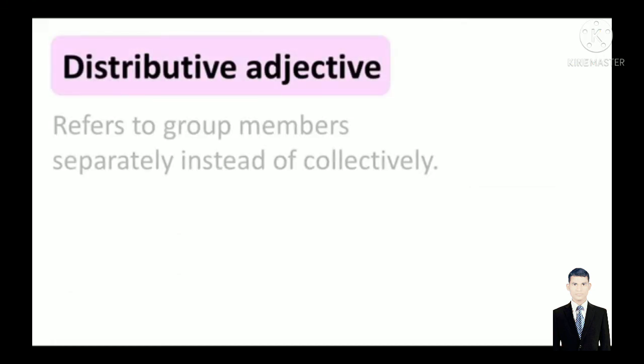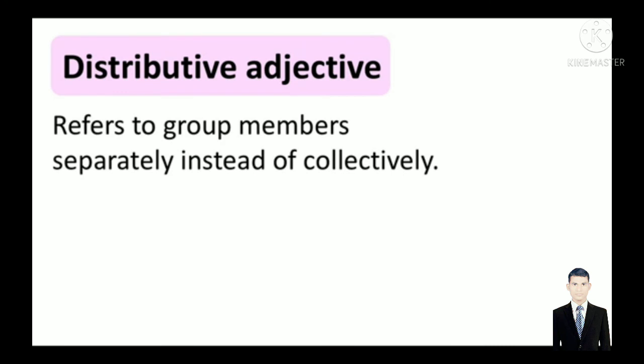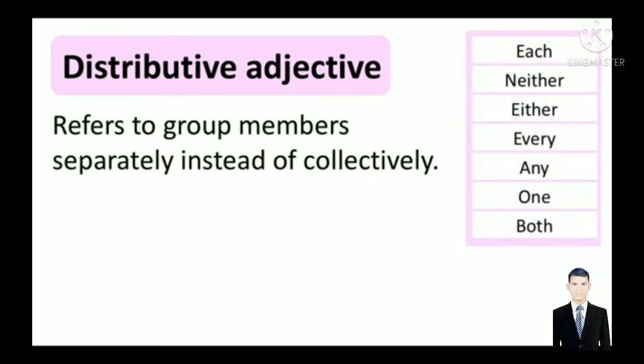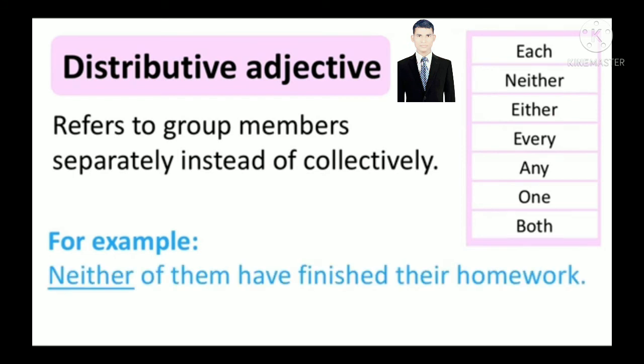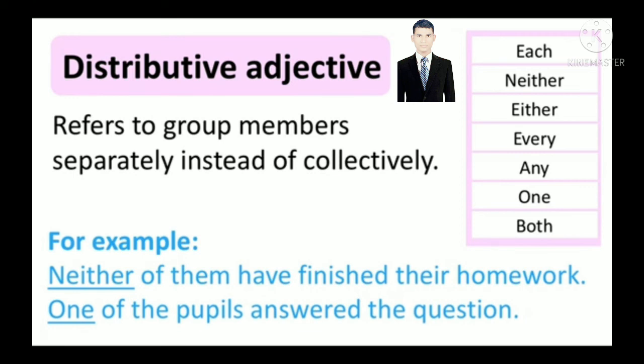Distributive adjective. This type of adjective refers to group members separately instead of collectively. This includes each, neither, either, every, any, one, both. For example, neither of them have finished their homework. One of the pupils answered the question.